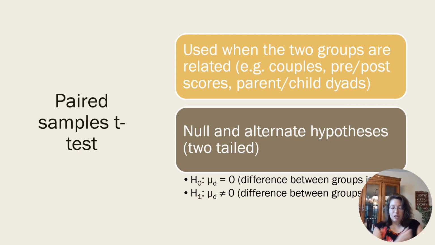The only assumption for the paired samples t-test is that there's a normal distribution of difference scores. So the difference between each person's pre and post test score, if you were to map them out, is going to have a normal distribution. Unless the sample size is large enough, as we know from the central limit theorem. In general, your sample size is going to be large enough, so you don't have to worry about this assumption.